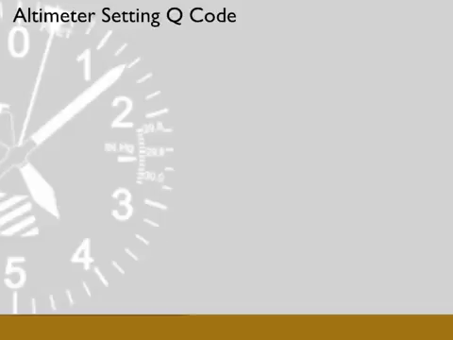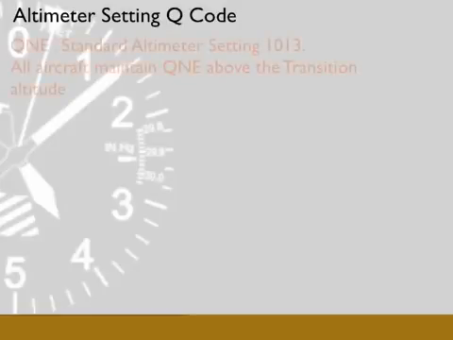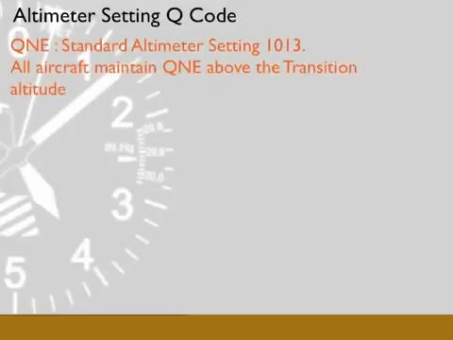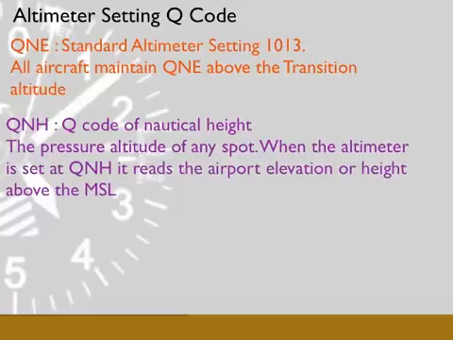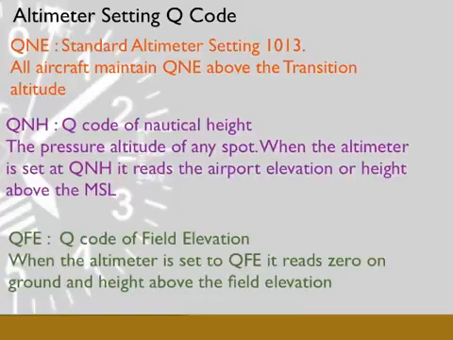Now the Q codes used in altimeter setting. Quebec November Echo, QNE. This is the standard altimeter setting of 1013. Quebec November Hotel, QNH. The pressure altitude of any spot. When the altimeter is set at QNH, it reads the airport elevation or height above the MSL. Quebec Foxtrot Echo, QFE. When the altimeter is set to QFE, it reads 0 on the ground, and height above the field elevation.